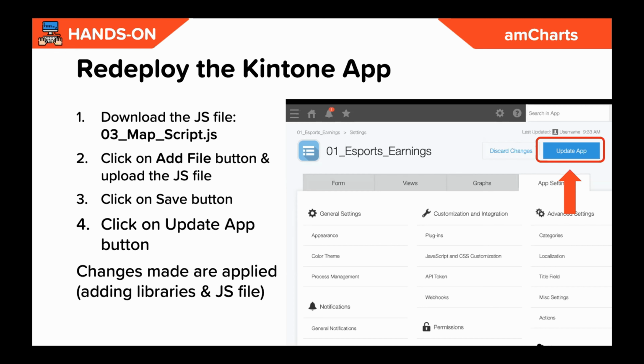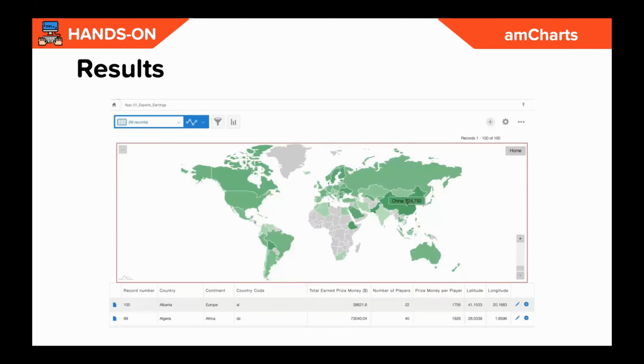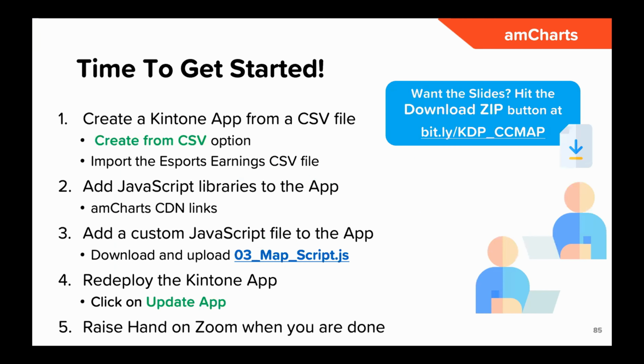The results that you should see will speak for themselves. When you go into your app, you'll see a world map with color-coded map tooltips and color gradients on top of your data. All right, folks, this is your time to get started. Please take the next 10 minutes and go ahead and spin this up.